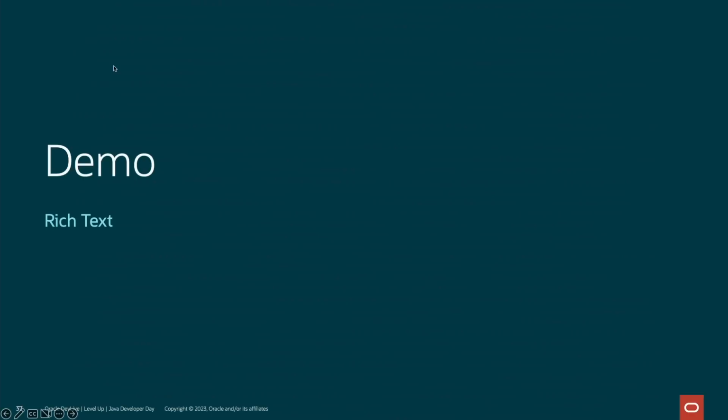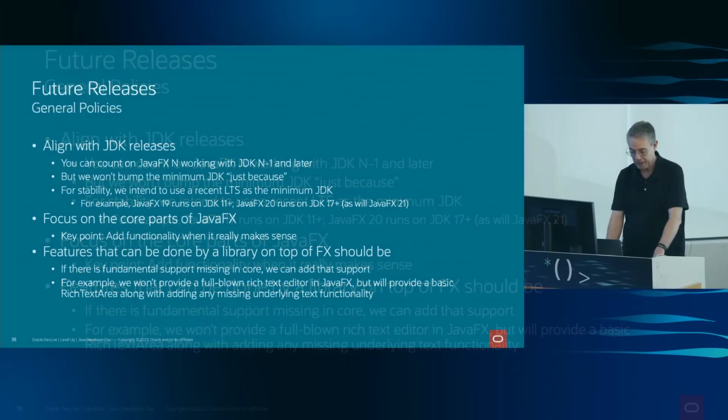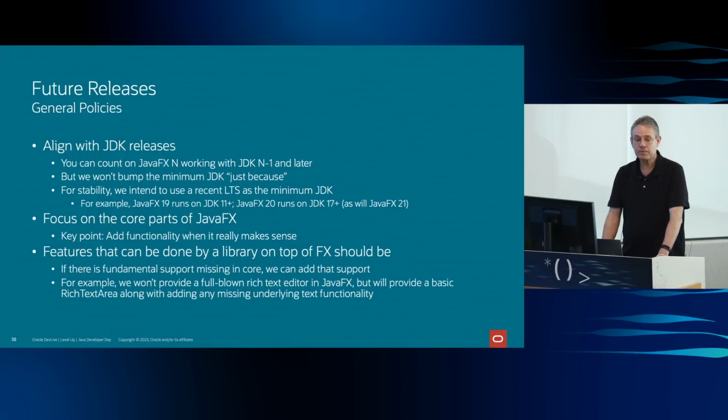Okay, so now just maybe a few things about features, and then we'll wrap up. So first, just a couple of notes about general policy for our features. As I mentioned before, there's a high bar for getting new features in. Features that can be done on top of the library should be. If there's something fundamental, we'll add it. But if something can be built on top, well, then that's really the application's job to build it on top. A good example of that is what I just showed with the rich text area control. We're likely to provide a simple rich text area control, but we're not going to provide a word processor. So if you want that, you build it yourself on top of what we provide you.